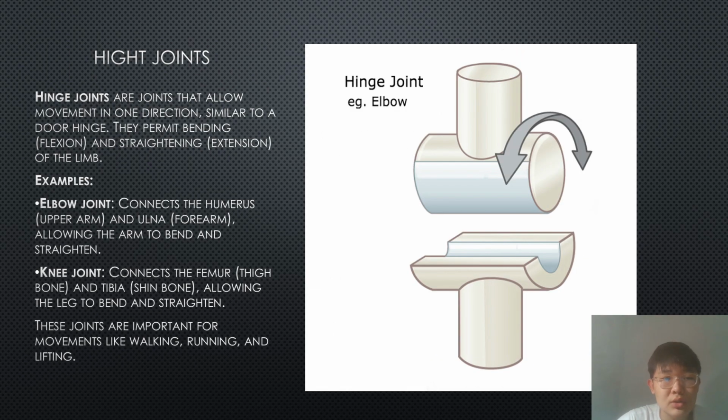Second is hinge joints. Hinge joints allow movement in one direction, like a door hinge. Example: elbow and knee joints, which are needed for bending and straightening.